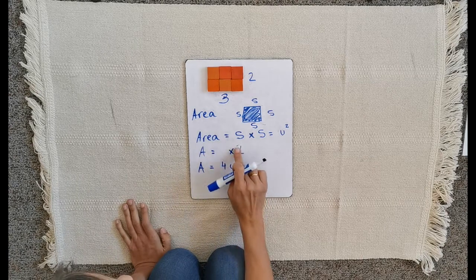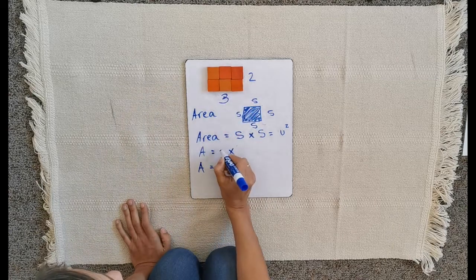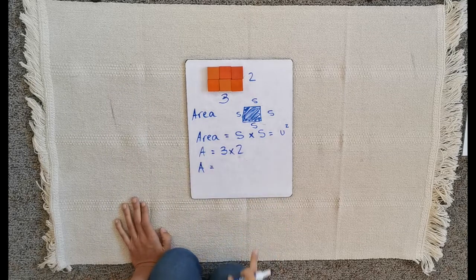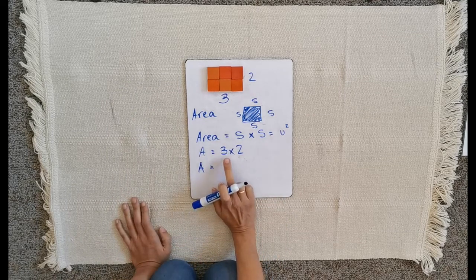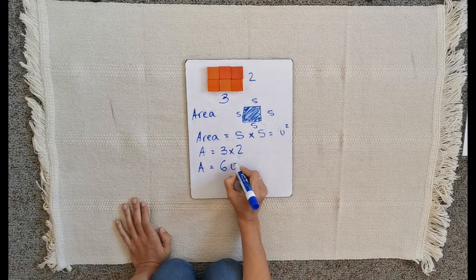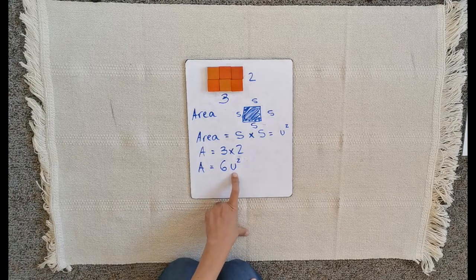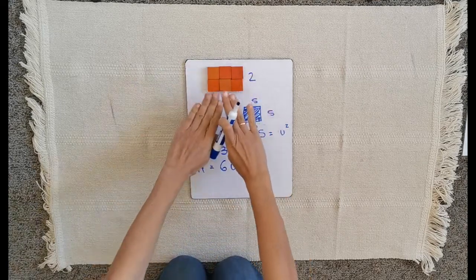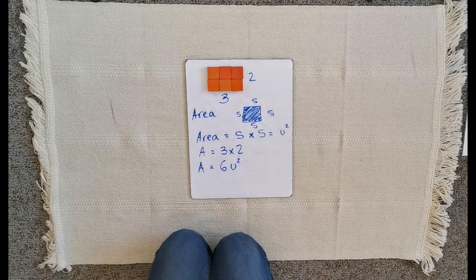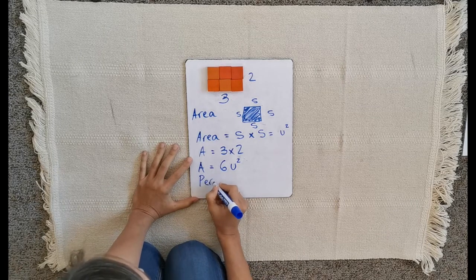This time is not 2. This time, these sides are 3 units long, and these 2 sides are 2 units long. And let's solve the multiplication. 3 times 2 is 6. Remember, unit square is the way we explain that we are talking about a surface, an area, always with unit square. And in this case, let's do the perimeter to see the difference.